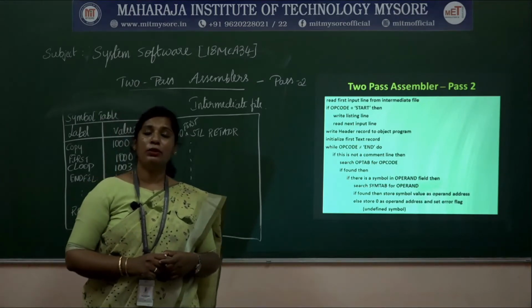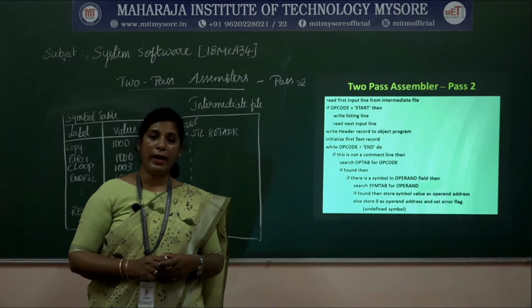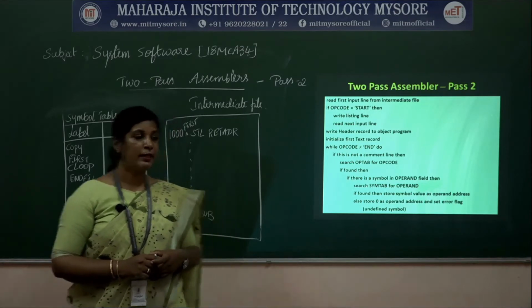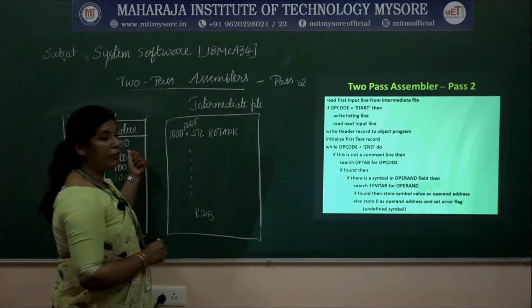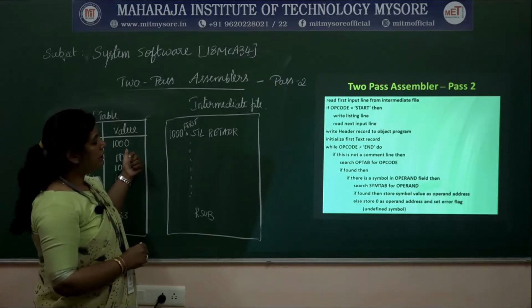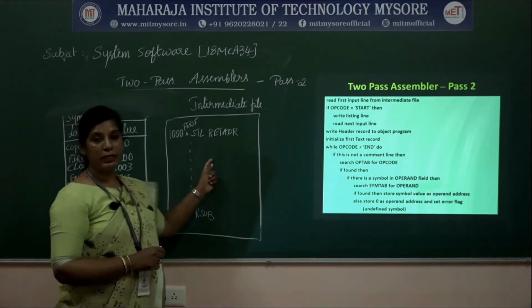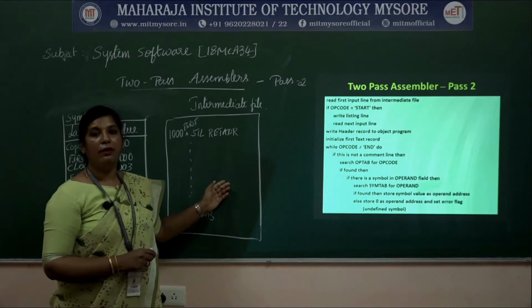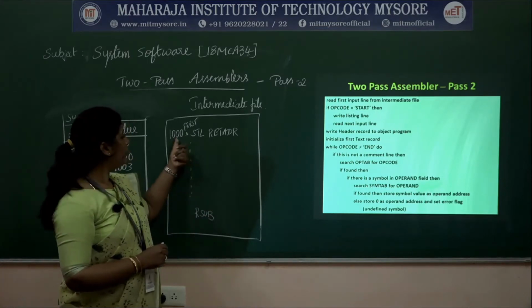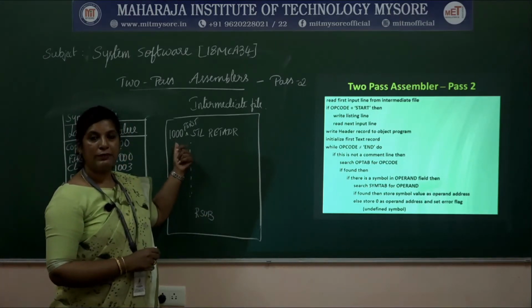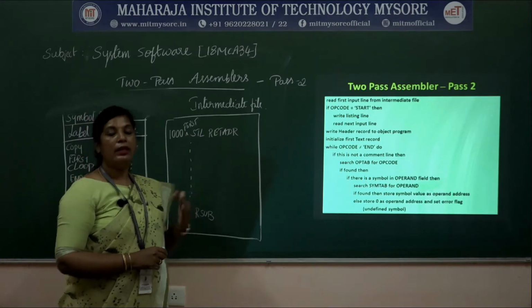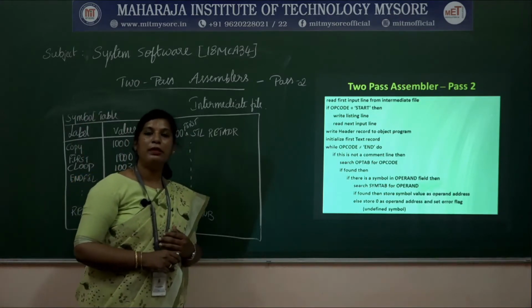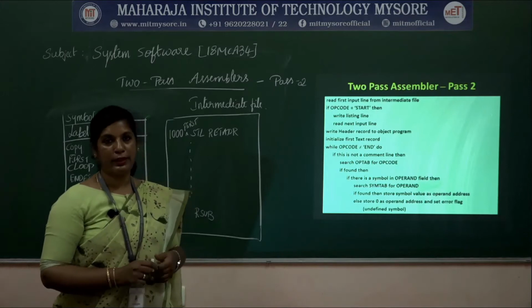After pass 1, what it is going to produce is the symbol table for pass 2, and the intermediate file, which has the source code along with the address for each and every instruction. The actual translation is going to be done during pass 2.